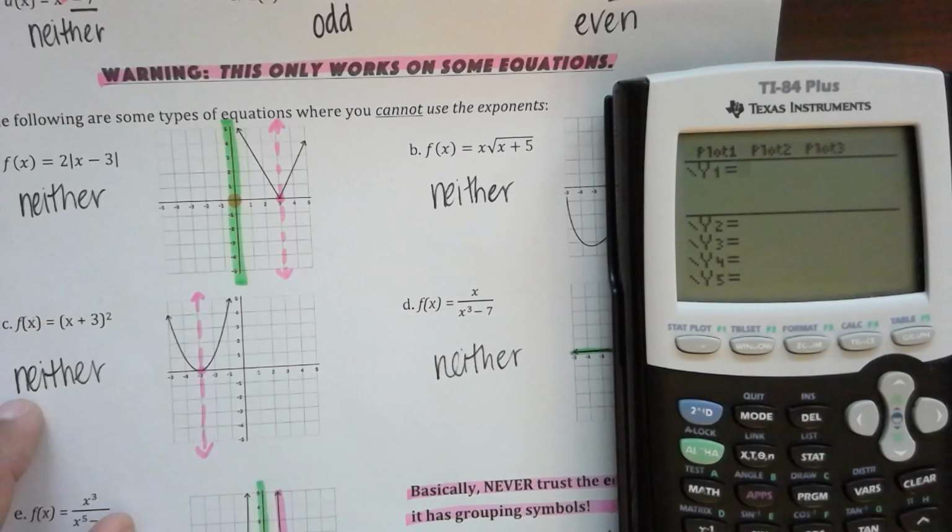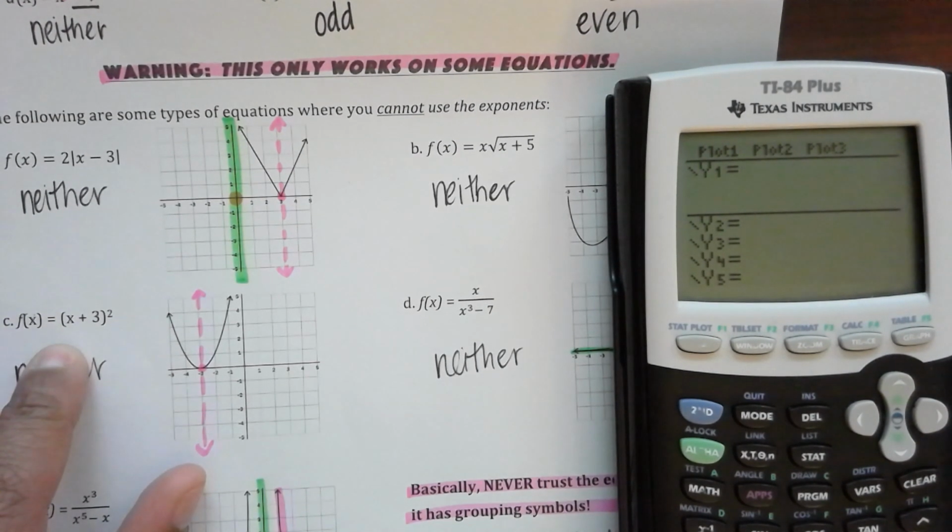Moving on. Go back to y equals. Clear yet again. We know how to type this in. Parentheses. X, underneath mode, plus 3, close parentheses, squared.